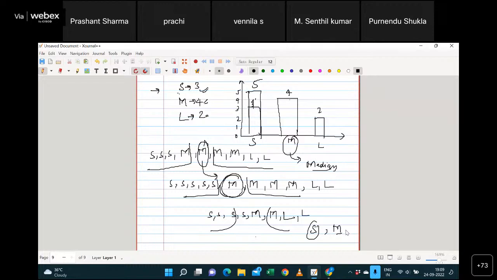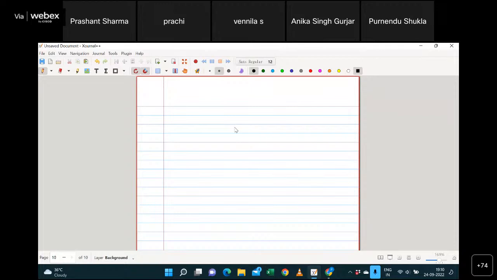Frequencies are not considered for median, right? If you consider the frequency, then you have to arrange it in ascending order. Why am I writing that M 2 times? Because I have M 2 times. For example, L 2 times. The first thing that we see is the ordinal data, and how many times it appears. And after that we see the frequency and then arrange it. Yeah, correct. You are right.